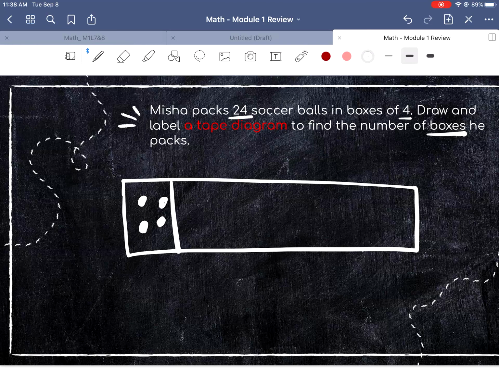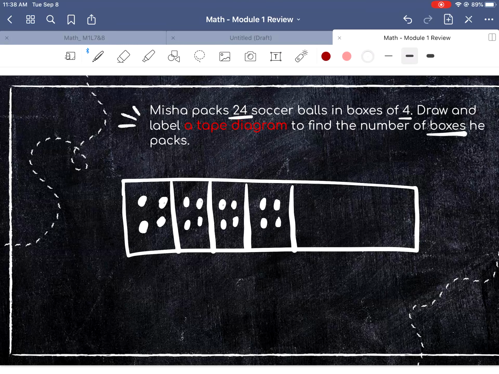And since I have 4 here, I just draw a line here to indicate that's 1 box. And I do the same. 8, 9, 10, 11, 12, 13, 14, 15, 16, 17, 18, 19, 20, 21, 22, 23, 24. So I repeat the same thing until I have no more soccer balls left. So now I have used all my 24 soccer balls.